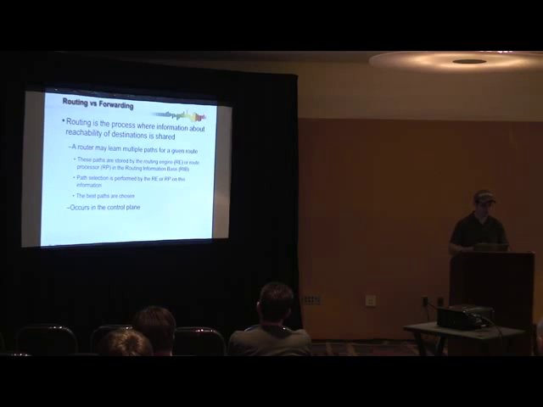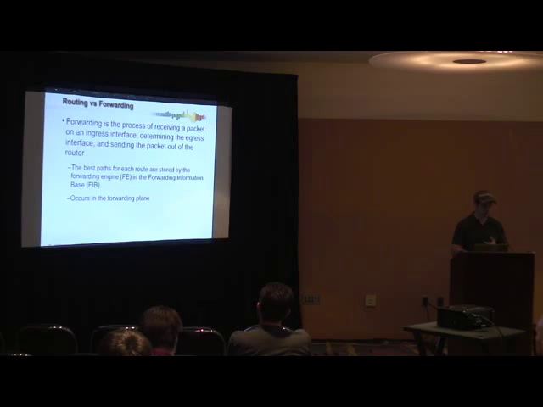So, I wanted to just briefly talk about the difference between routing versus forwarding. Routing is the process where reachability information about the destination is shared. A router might learn multiple paths for a given route. These routes are stored by the routing engine or the route processor in the routing information base, or the RIB. It does path selection and chooses the best path, and that's the one that's used for forwarding. So once the best path is chosen, that information is shared with the forwarding engine and is stored in the forwarding information base, the FIB. And you basically do a FIB lookup and consult the FIB table to figure out what interface to send traffic out of.